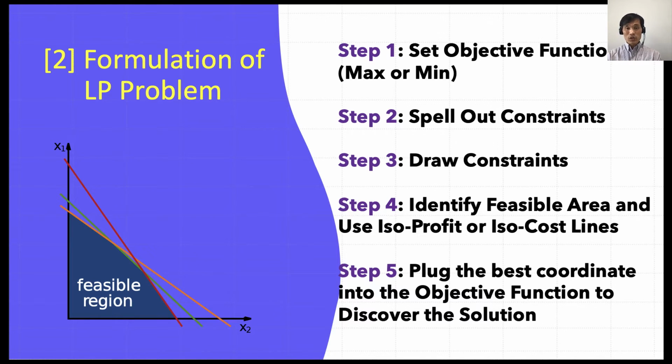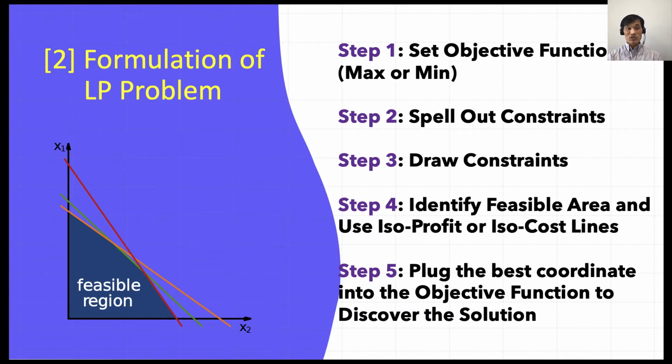variables in your objective function and also constraints and find out which one is constraint. There's a labor constraint, there are capital constraints, there are resource constraints. Those constraints you have to spell out in step 2. In step 3, you need to draw constraints. So graphically, you want to solve it.